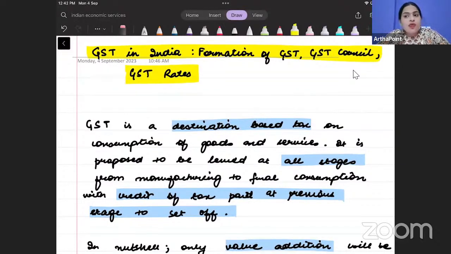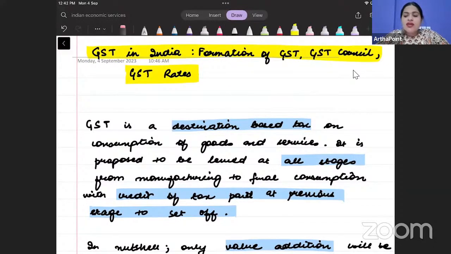I also want to focus on GST rates. माने क्या वो 0% स्लैब है, 5% स्लैब है, 18% स्लैब है? कौन सा गुड किस स्लैब में आता है? What are the GST rates? What are the different slabs of GST? I also want to focus on that.